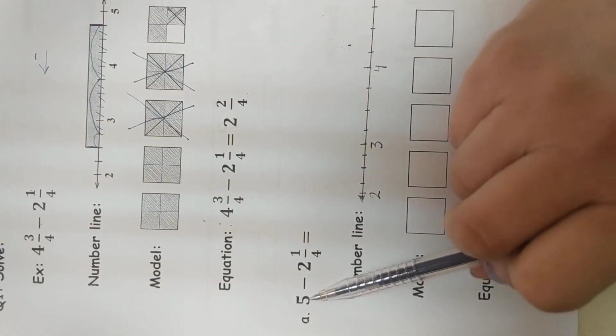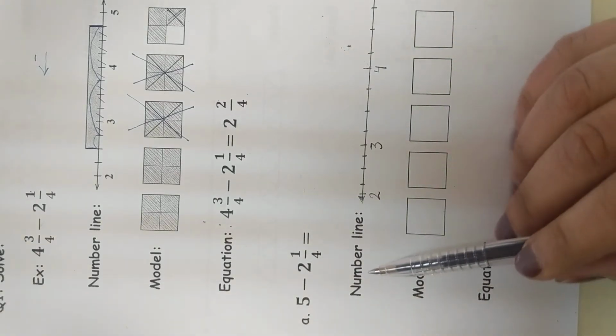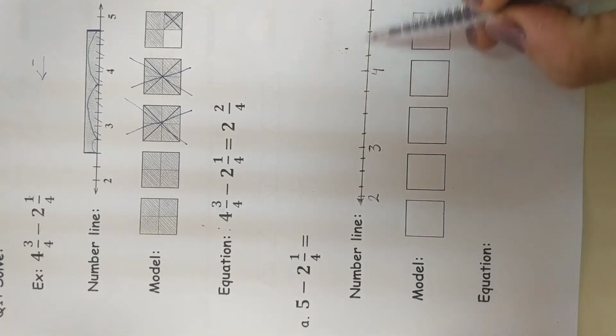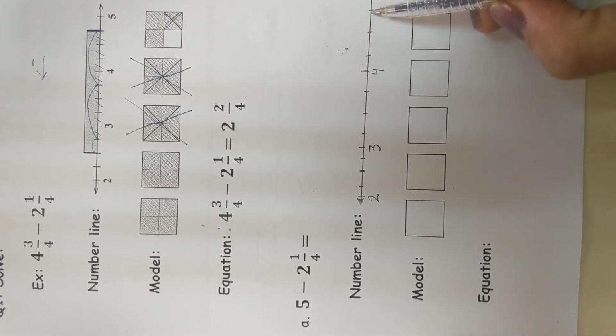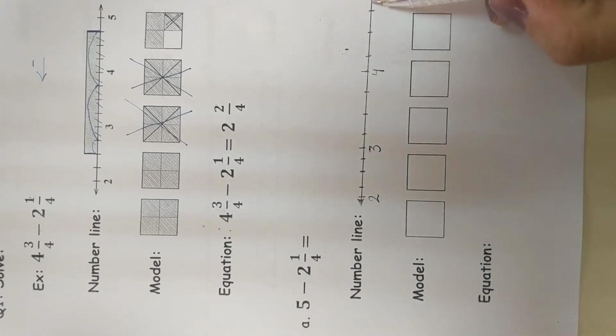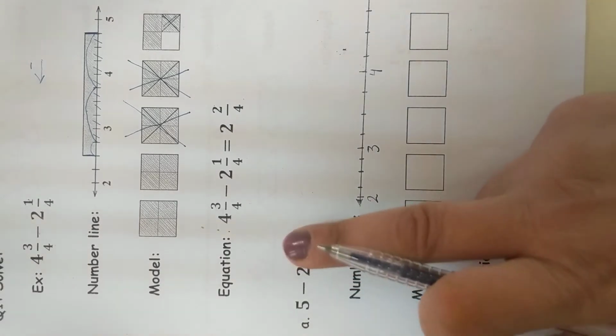Let's see the next example. I have here 5 minus 2 and 1 over 4. First, I will check the number line. I have 5, so I will go to number 5, and every whole must be divided into 4 equal parts. Is it okay here? 1, 2, 3, 4. Yes, it's okay. So I will go to number 5 and then I will subtract 2 and 1 over 4.